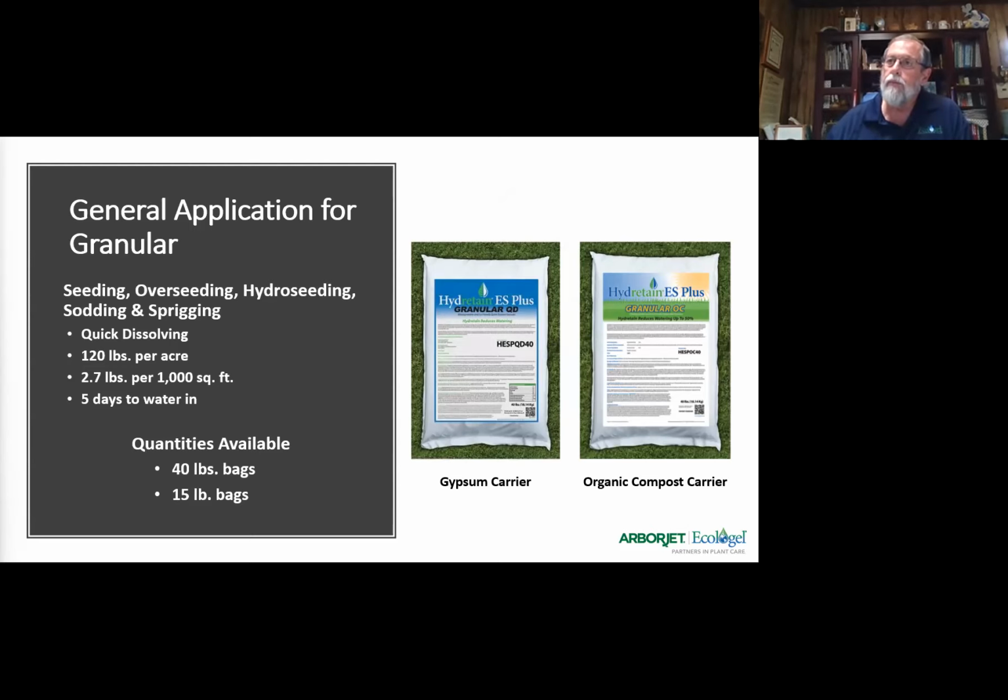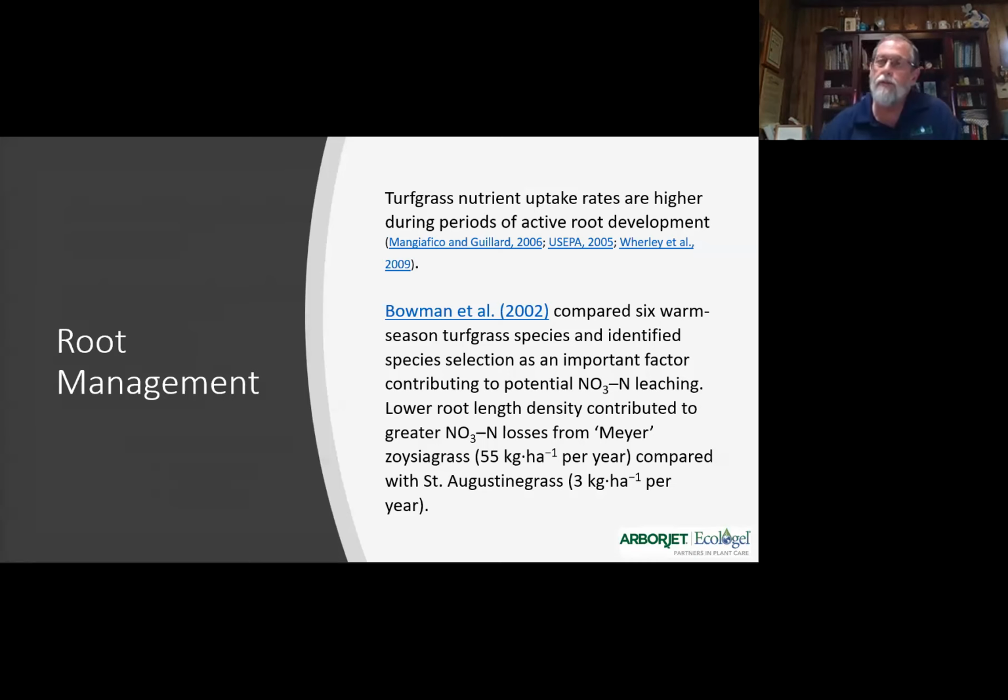So moving from moisture management to root management, we find, as we saw earlier with the seasonal root development, that turfgrass nutrient uptake is greater when you have more active root development, or when you have greater roots. And then Bowman in 2002 compared 6 warm season turfgrass species and identified species selection as an important factor in contributing to potential nitrate loss.